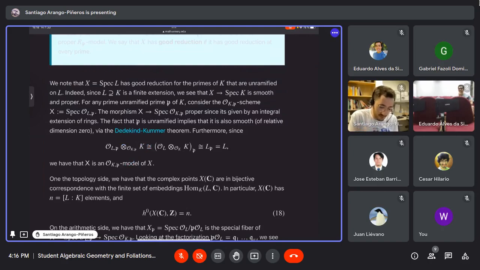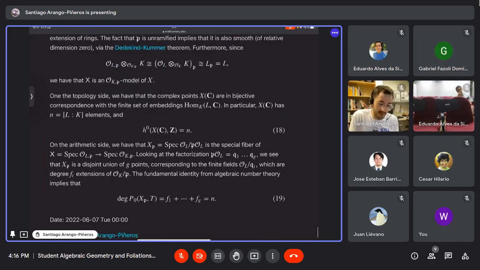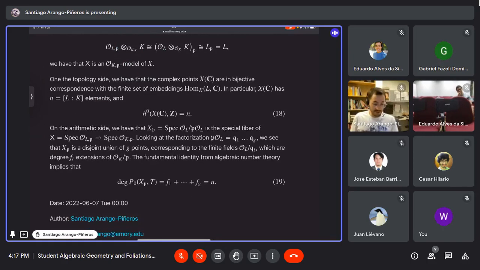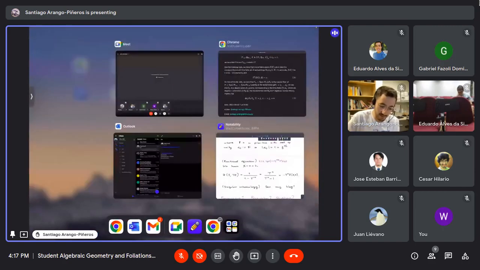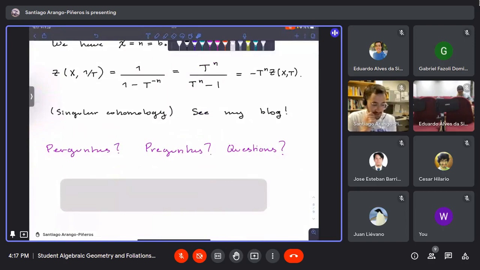And yeah, the complex points of the spectrum of a number field are just the embeddings of my number field into C. So I have n of them. The h0 of a finite set is just going to be the number of points. So it's n. And the fundamental identity from algebraic number theory is going to give you that the degree of the reduction has to be n as well. So it's kind of neat that the singular cohomology part of the Weil conjectures turns out to be a problem in algebraic number theory. Yeah, and that's all I had to say for today.